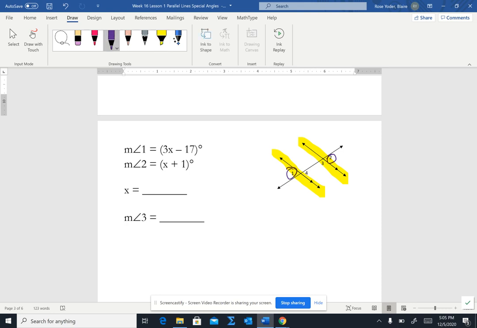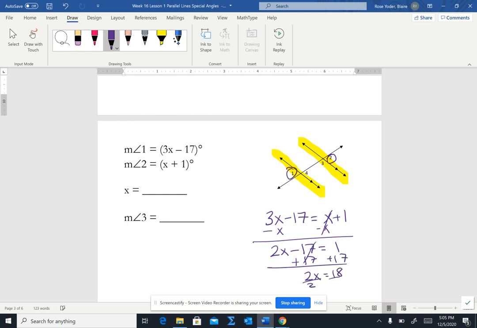So what you want to ask yourself is alternate interior angles, are they congruent or sups? If you can't remember, I would look at them. If one is acute and one is obtuse, then they're probably sups. These are both acute. They're congruent to each other. So 3x minus 17 equals x plus 1, and then I solve. Remember, x is like 1x, so 3x minus 1x is 2x. Then I'm going to go plus 17. 2x equals 18. 18 divided by 2 is 9.